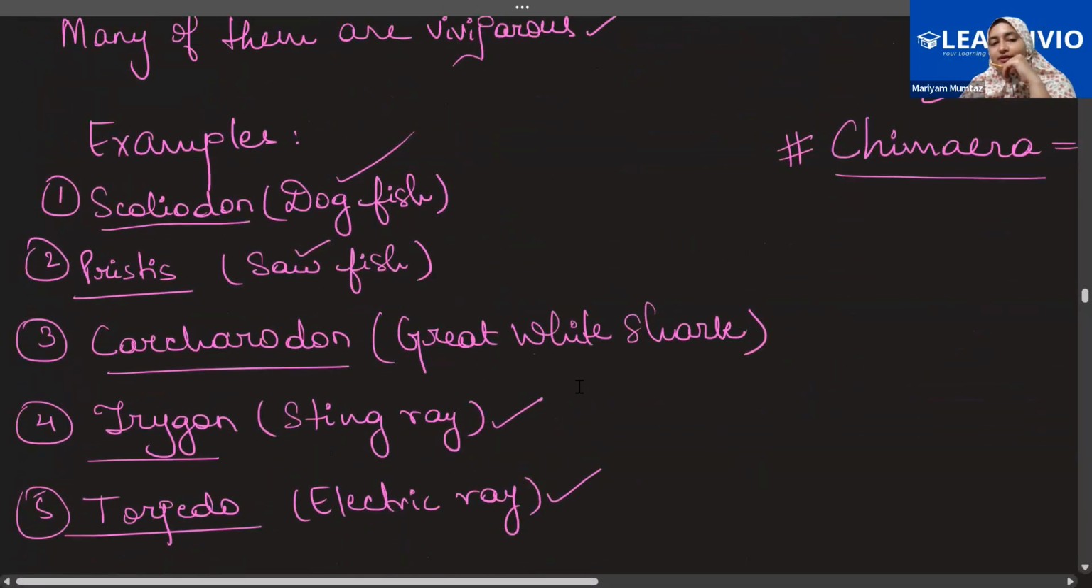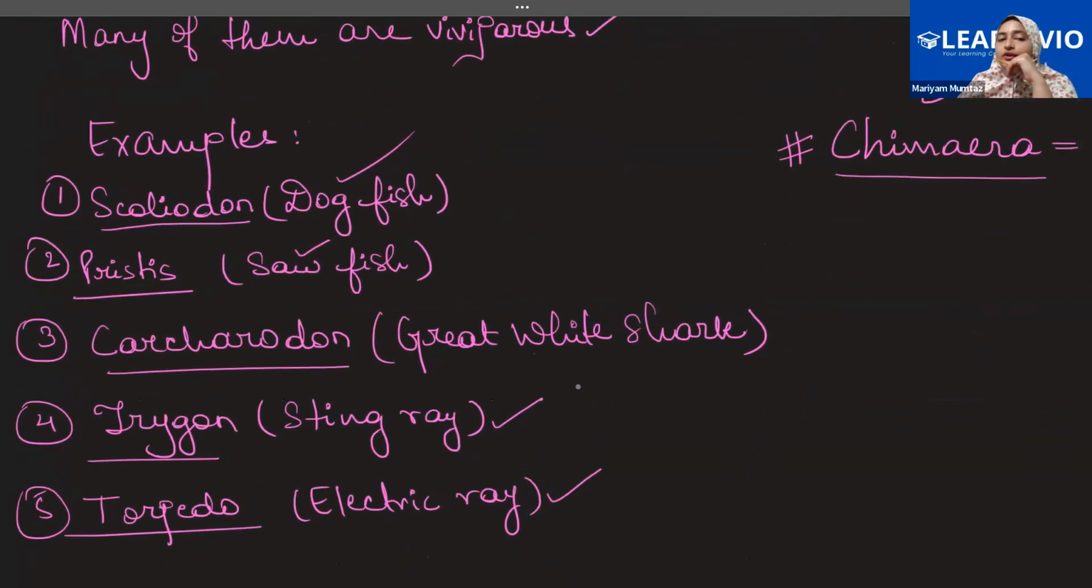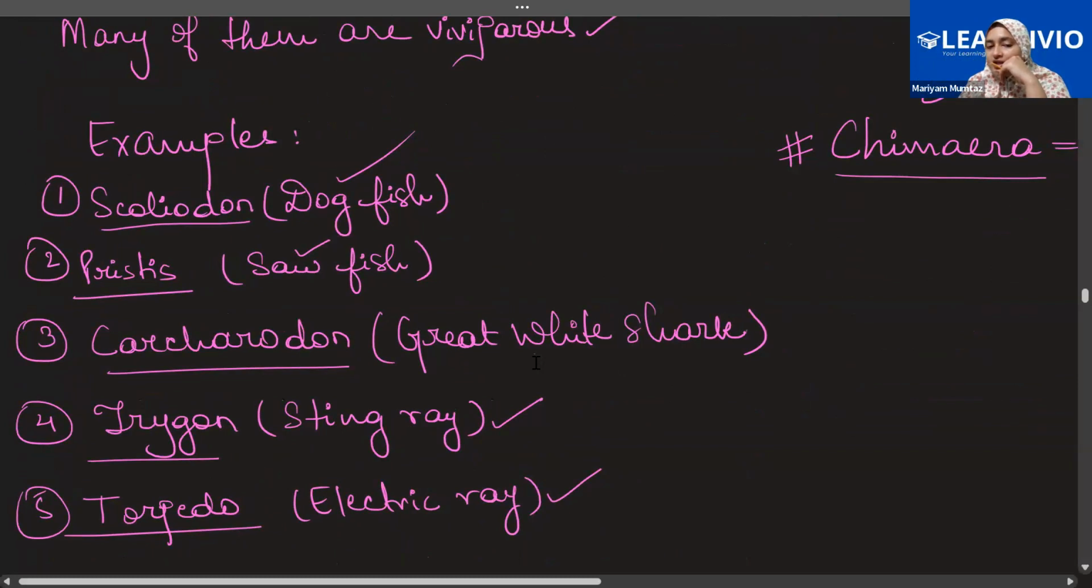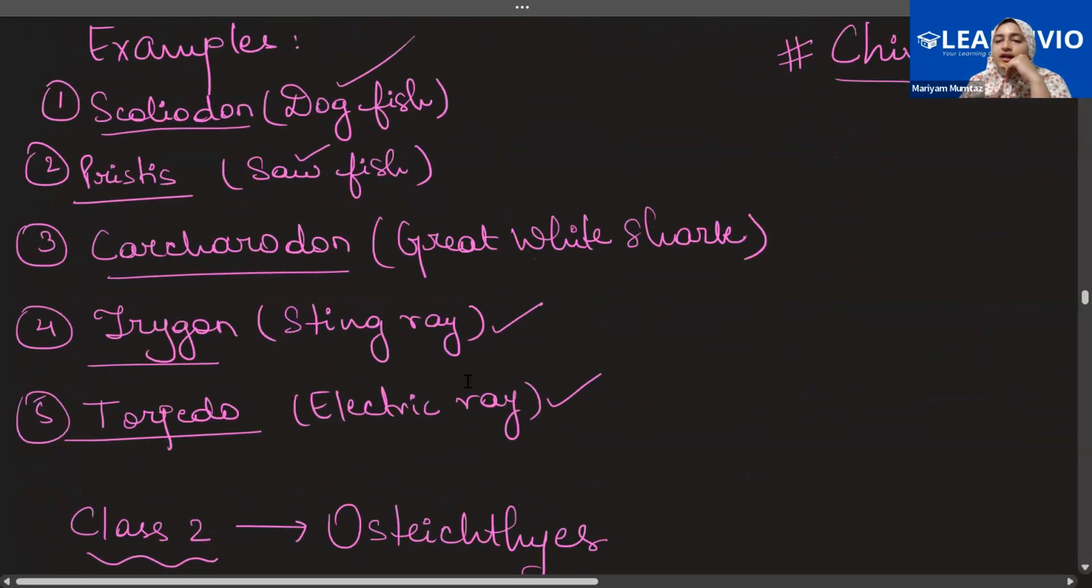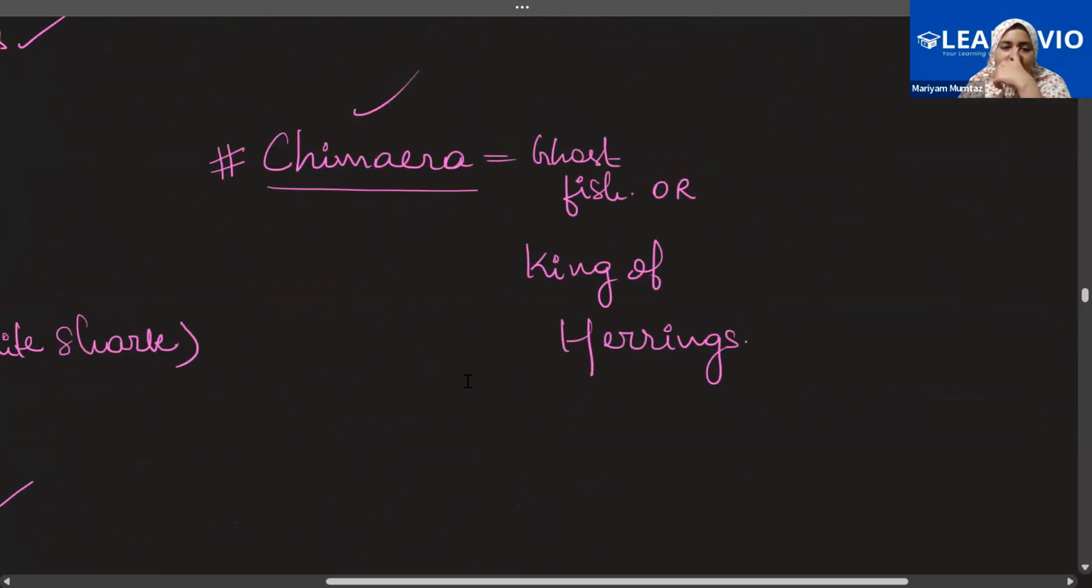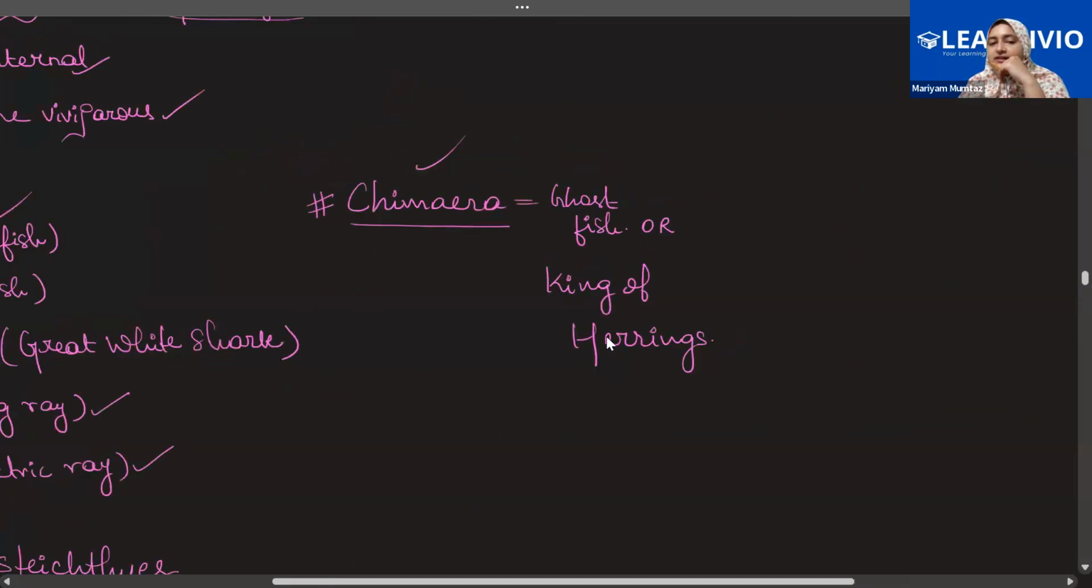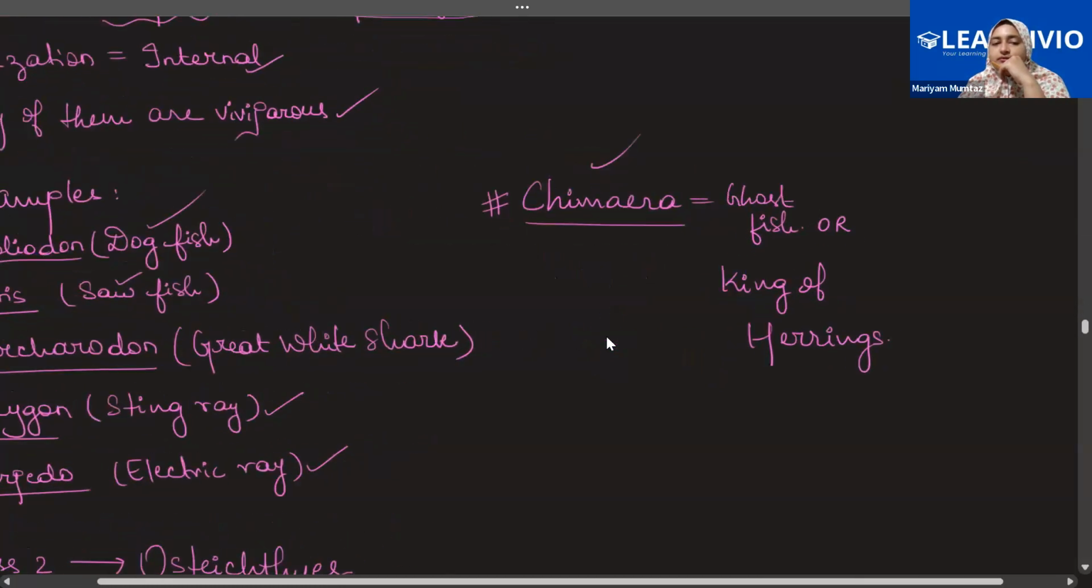Now looking at the examples of chondrichthyes, so we have Scoliodon. It is commonly known as dogfish. Then there is Pristis. It is known as sawfish because its snout literally looks like a saw, the chainsaw. Then there is Carcharodon, which is the great white shark. Then there is Trygon and Torpedo. Also, there is another that is Chimaera, which is commonly known as ghost fish or the king of herrings. So these are the examples of chondrichthyes.